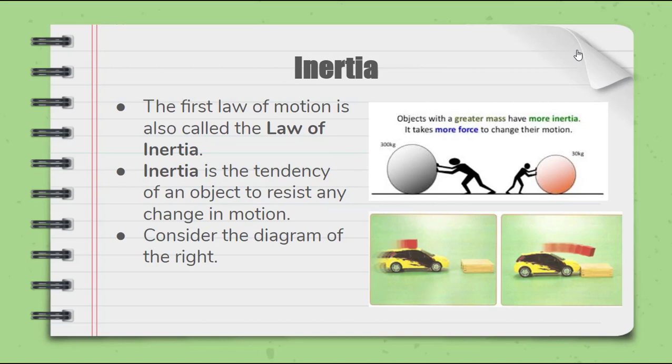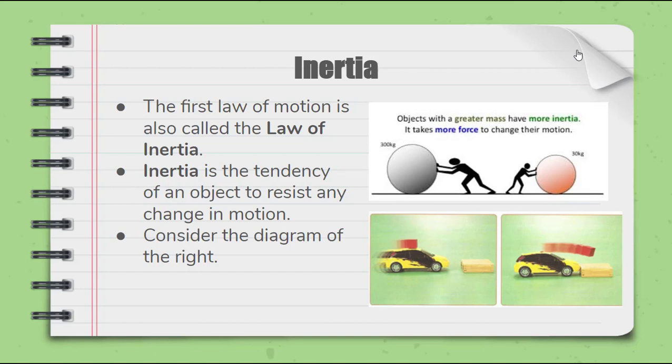The first law of motion is also called the law of inertia. Inertia is the tendency for an object to resist any change in motion, so you can see how easily it applies to Newton's first law of motion. Consider the diagram on the right. An object with a greater mass has more inertia. It's going to take more force to change that particular motion, so if an object is larger, it has more inertia and requires more force to be able to push that ball.